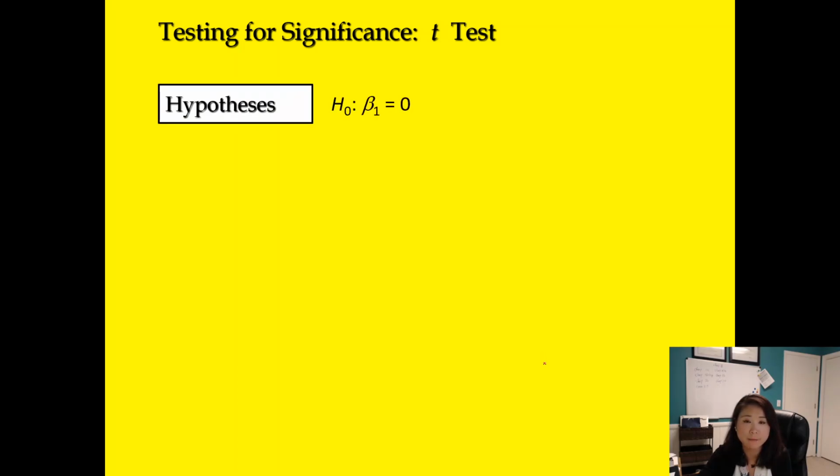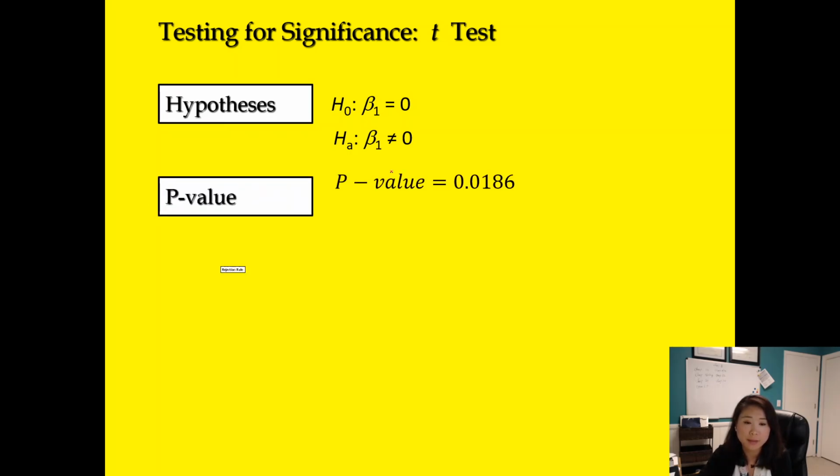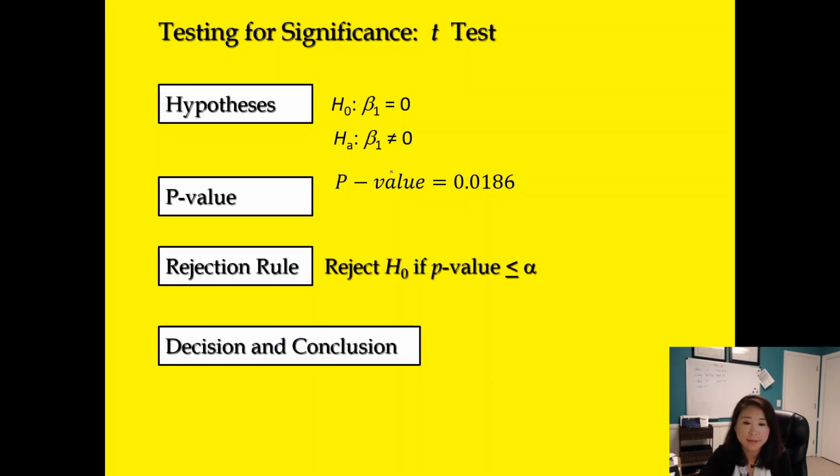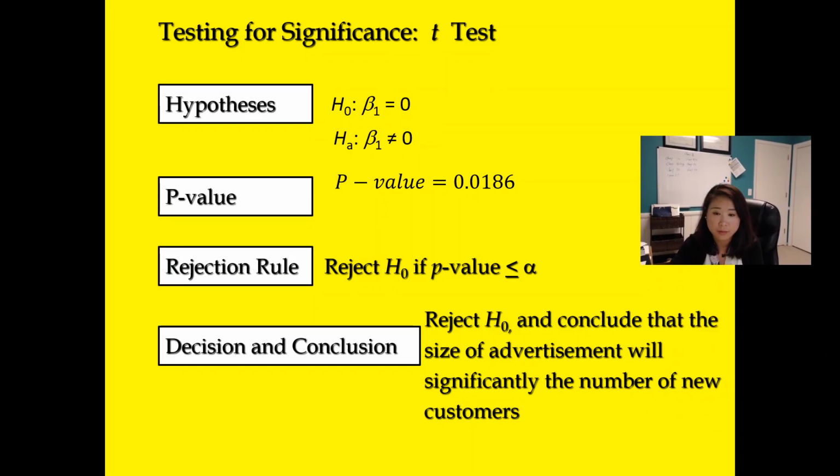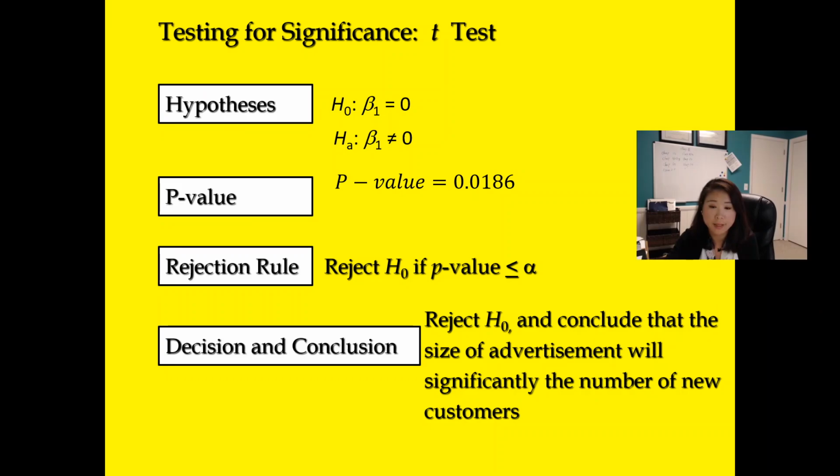First, we're going to test my first beta. You can see beta i is replaced by beta 1, right? Because we're testing the partial coefficient for the size of the ad. Then we write down our p-value and the exact same rejection rule. The decision is we're going to reject H0 and conclude that the size of ads will significantly affect the number of new members. Significantly affect.